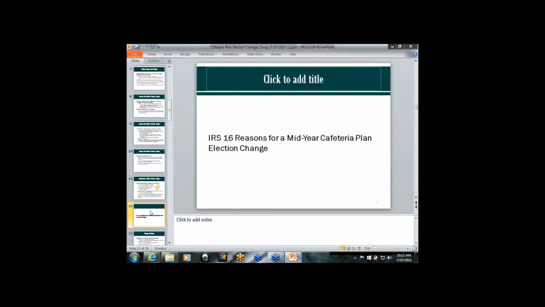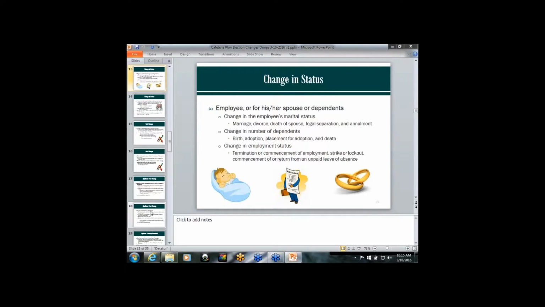So now we're going to go ahead and start talking about the actual 16 reasons for a mid-year election change. And the first one that we're looking at is change in status. Change in status actually brings in about 6 reasons in and of itself. So we're really moving ahead quickly here. So the first thing is, this is applicable to either the employee, his or her spouse, and the dependents. If there's a change in the marital status, a marriage, a divorce, an annulment, legal separation, or the death of a spouse. You need to be careful with legal separation.